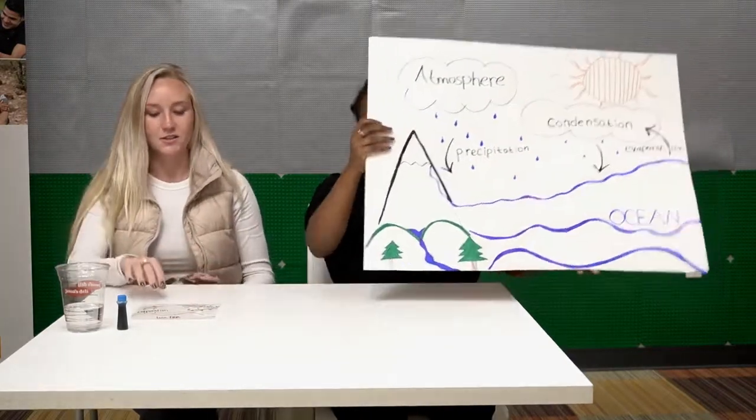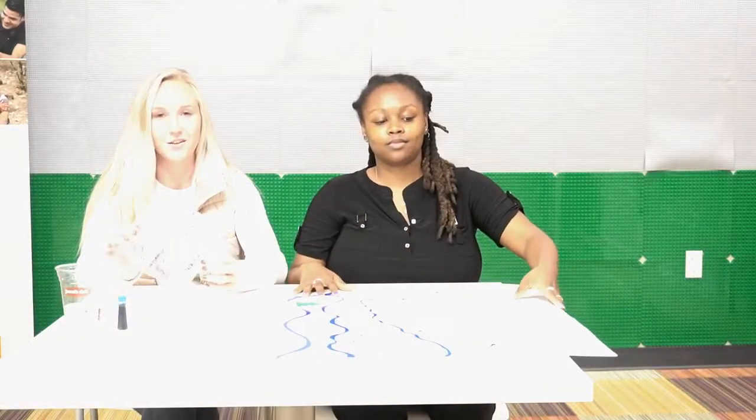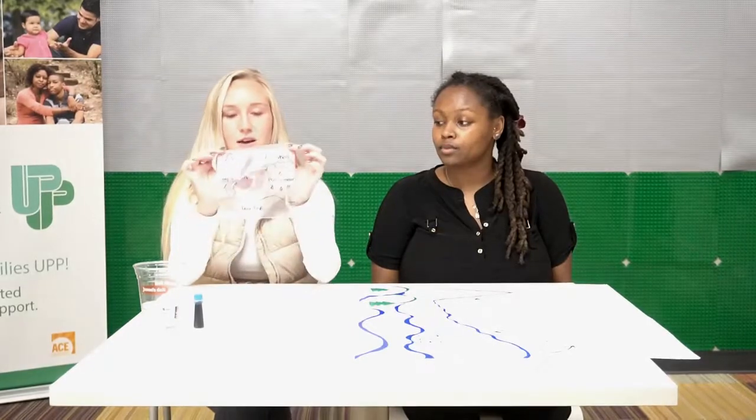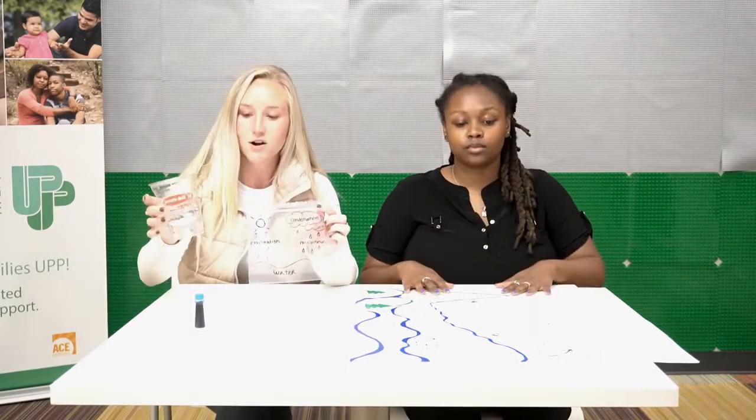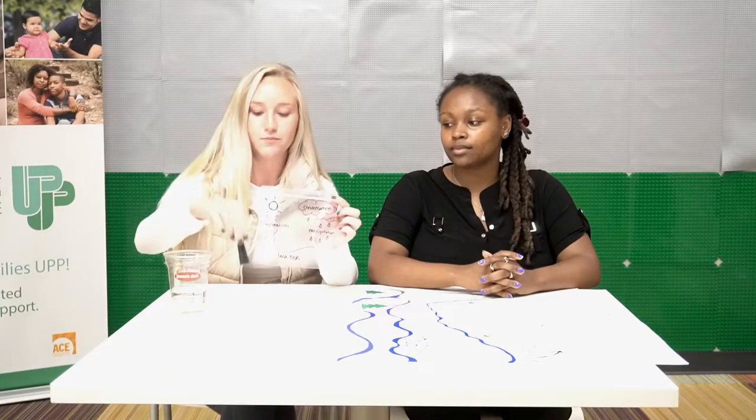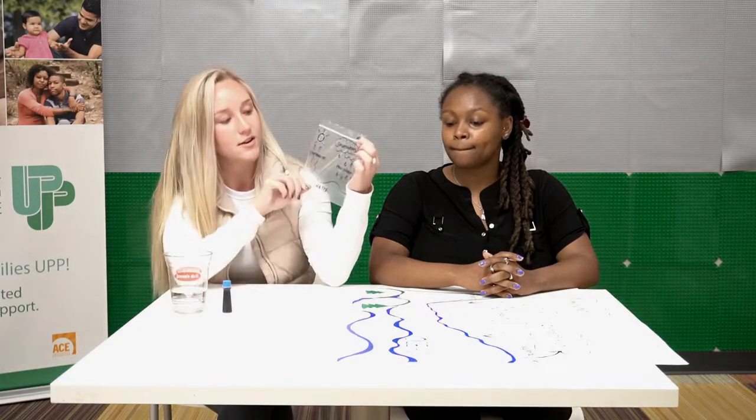Great job, Acacia. So to make that a little more simple for you guys, I have a little activity for you. You will need a plastic baggie, a Sharpie to draw the water cycle with, some water, and some blue food coloring. So what we have here is the water cycle.